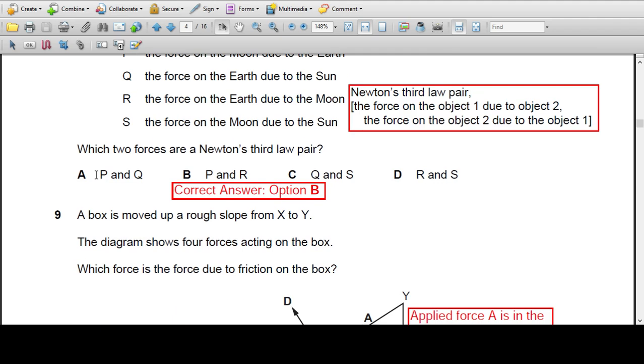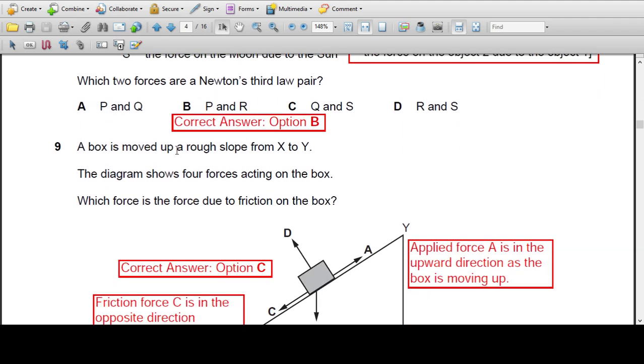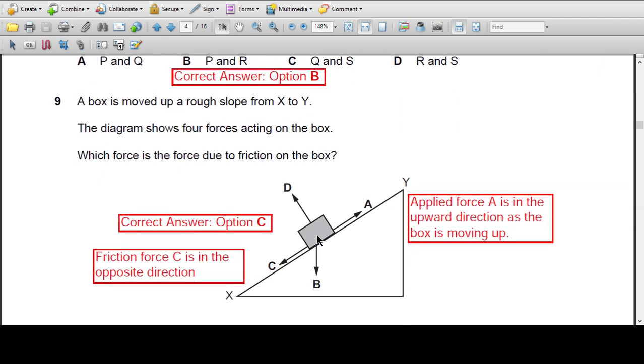Now question number 9. A box is moved up a rough slope, from X to Y in this direction. The diagram shows 4 forces acting on the box, A, B, C, D. Which force is the force due to friction on the box?